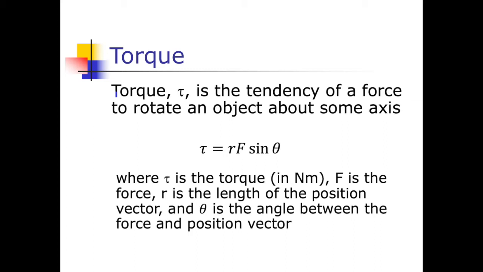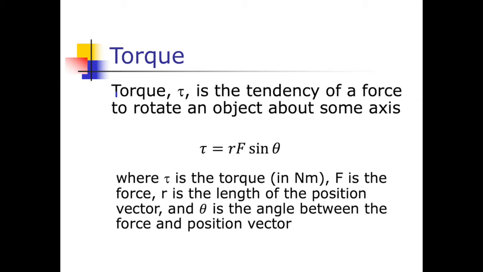If we understand that the only way to cause a door to rotate, or any object to rotate, is to apply a force that is perpendicular to that object, then even when we have a force that is on some angle, we can find that perpendicular component, and that will be the amount of force that's being applied to cause a torque to occur. So torque, by definition, is the tendency of a force to rotate an object about some axis, where tau is equal to RF sine theta.